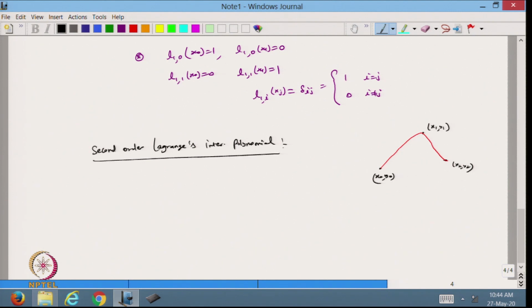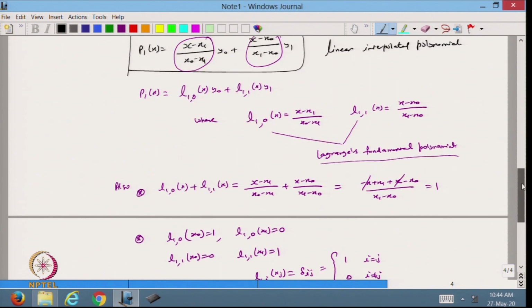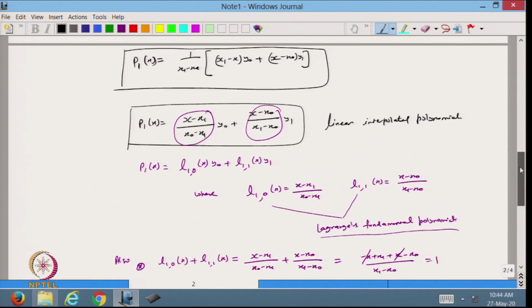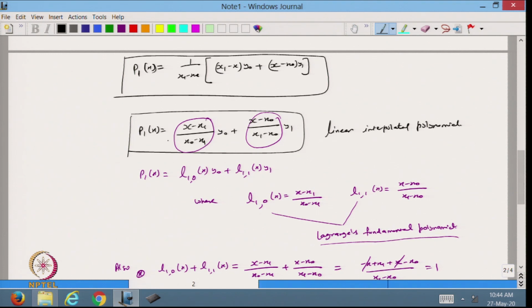In this case we have 3 points. So, I will try to write down the quadratic polynomial directly. Here I am defining the coefficient of y0. So, I am taking all the other points except x0. Here I am taking all the points except x1.